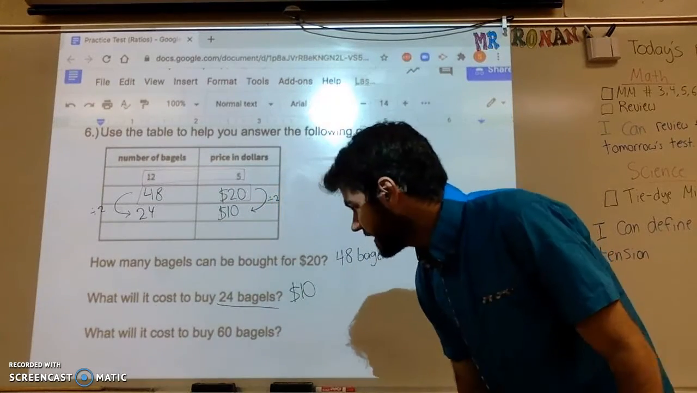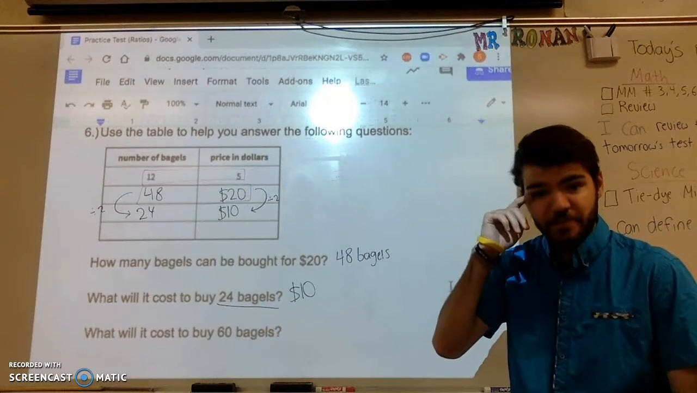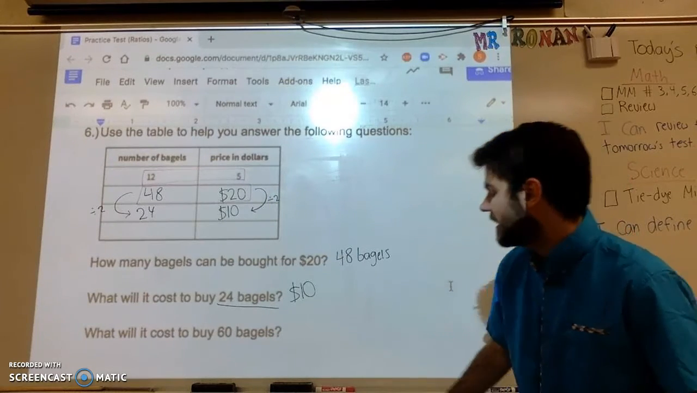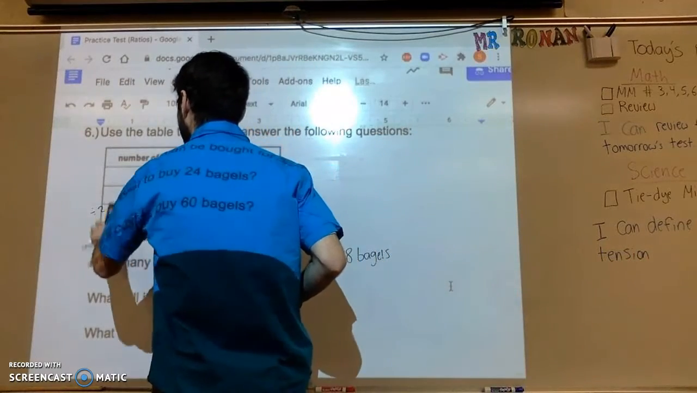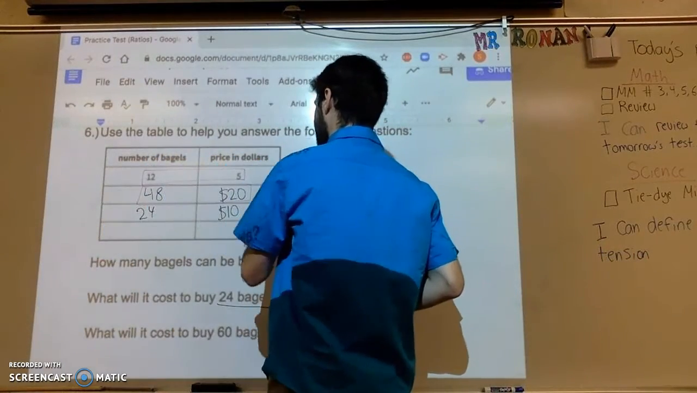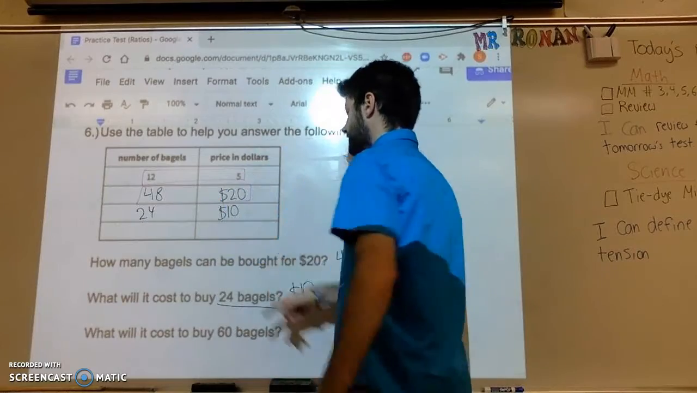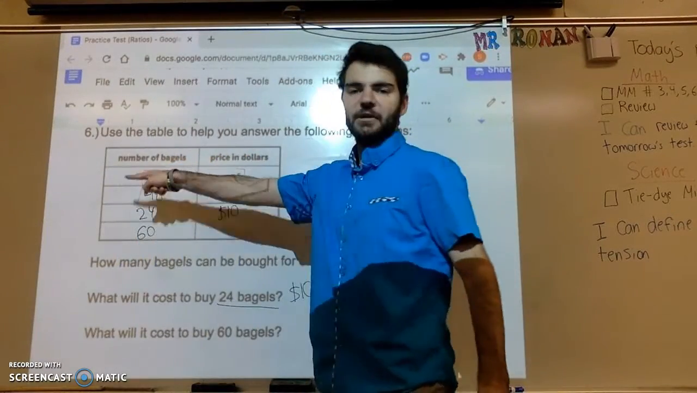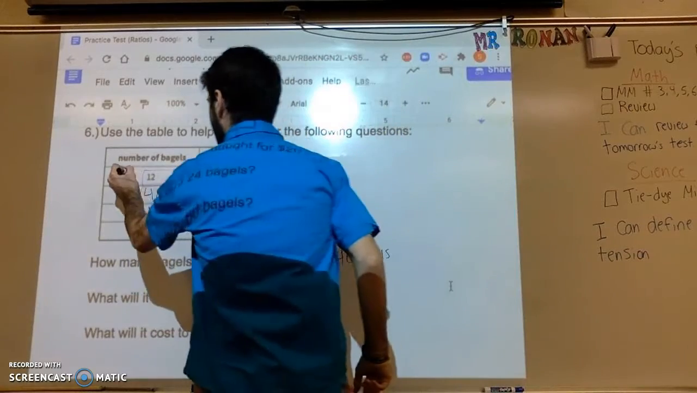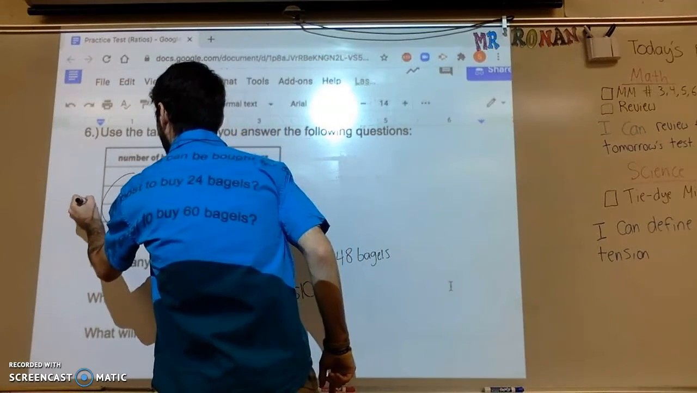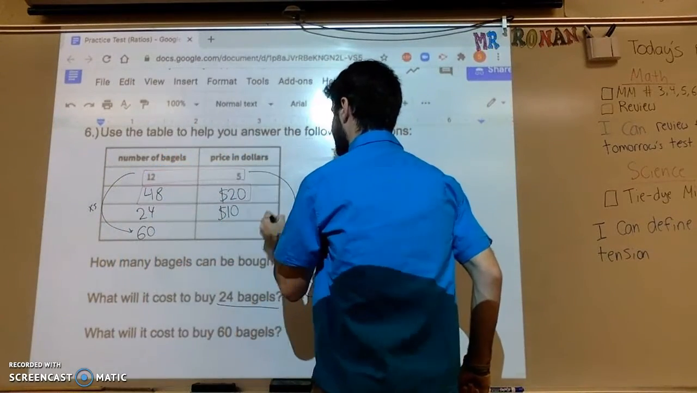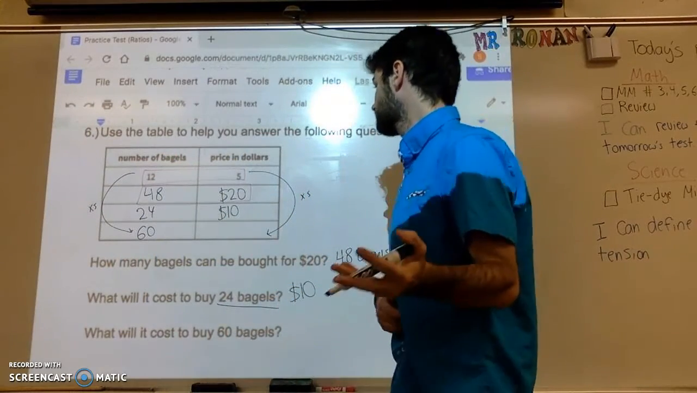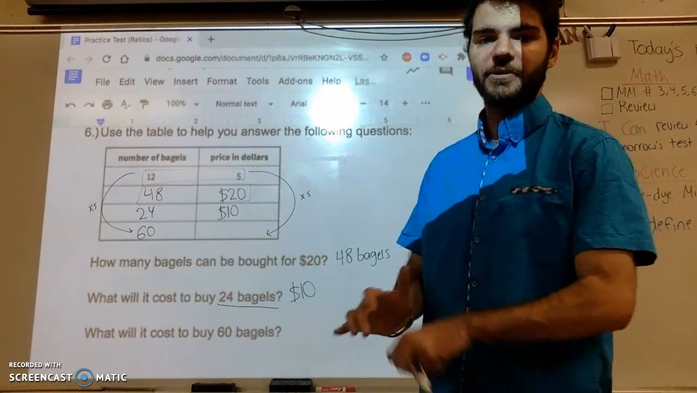Great. And then the last one, what will it cost to buy 60 bagels? Few things you could do. You could multiply our first ratio of 12 bagels. We could multiply 12 by 5, because 12 times 5 is 60, and then multiply the 5 by 5. Okay, that would work. Whatever 5 times 5 is, that would be our answer.